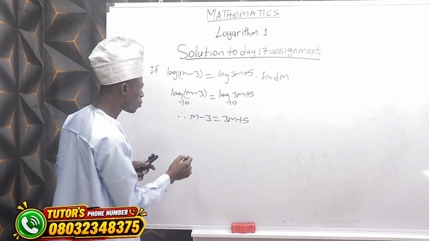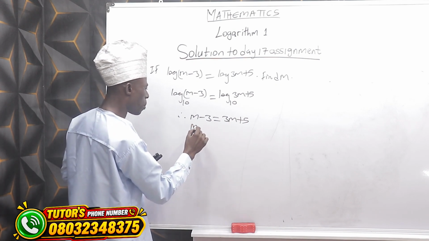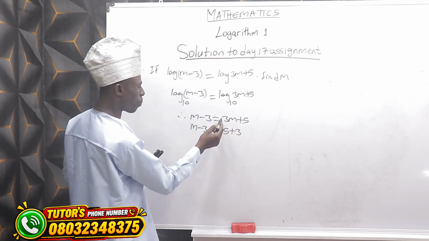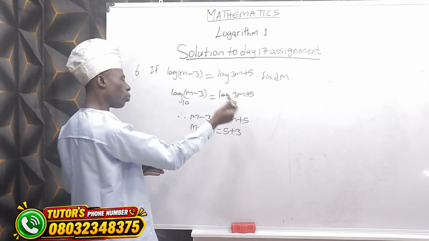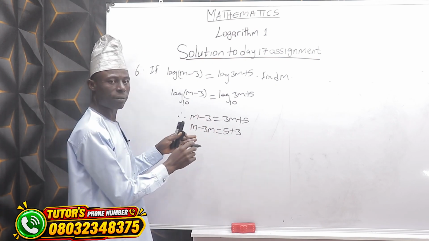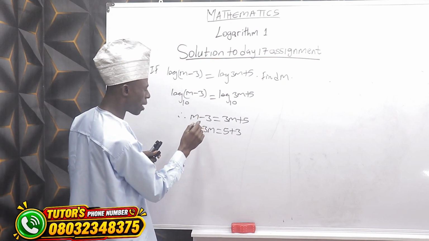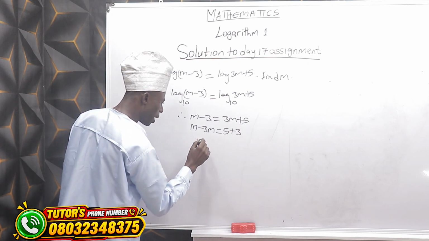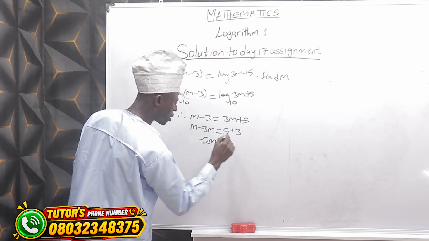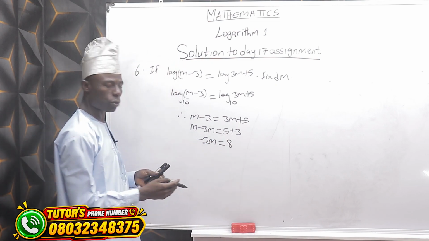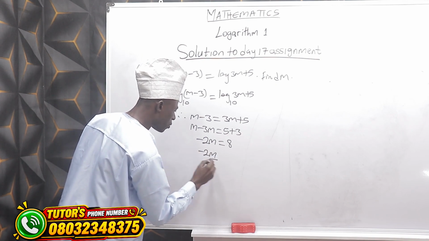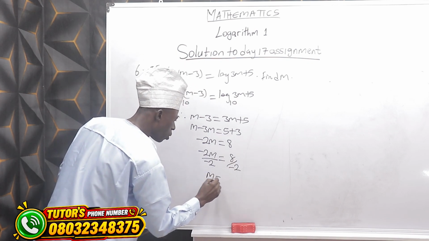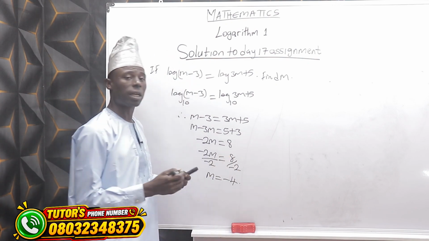Do you understand? Collecting the like terms, you have m minus 3m equals 5 plus 3. Taking positive 3m from this side to the other side, it changes to negative 3m. And negative 3 here changes to positive 3 on crossing the equal sign. So here we have minus 2m equals positive 8. Dividing both sides by negative 2, we have negative 2m divided by negative 2 equals 8 divided by negative 2. So m equals negative 4. And that is the end of that.